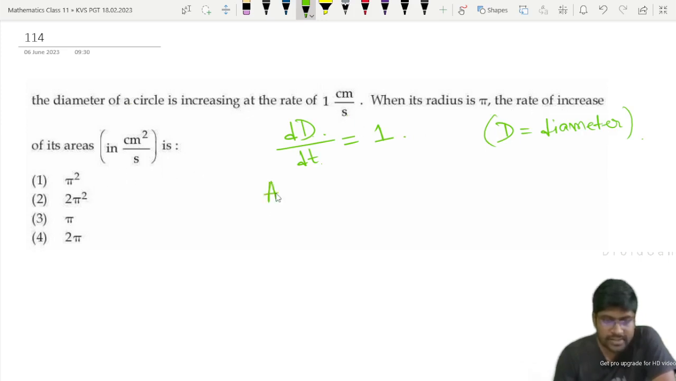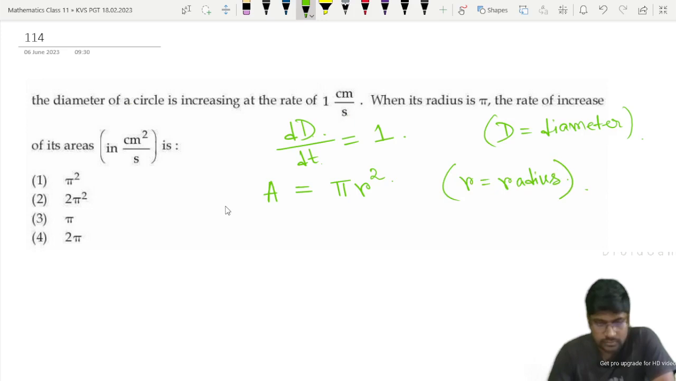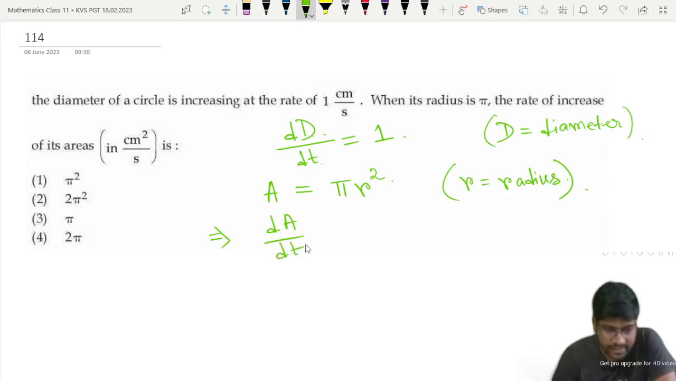So what will be the area of the circle then? If the radius is r, then pi into r square will be the area of the circle, where r is the radius. So A is equal to pi r square. We have to find dA by dt, the rate of increase of its area. Just differentiate it with respect to t. So what we will get? 2 pi r into dr by dt.